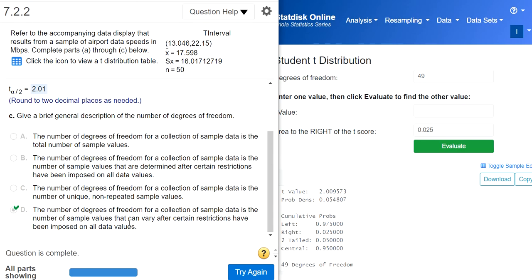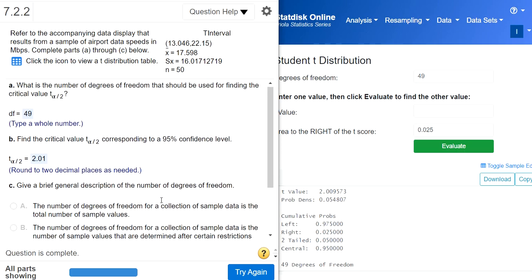D: the number of degrees of freedom for a collection of sample data is the number of sample values that can vary. It's like that analogy at the beginning, like the first number can vary. You could make that 100, and still eventually you could calculate a sample mean of 10. The second one can vary. The third number can vary. But the fourth number has to be a certain value based on those other 3 in order to calculate a sample mean of 10. So that's tricky.